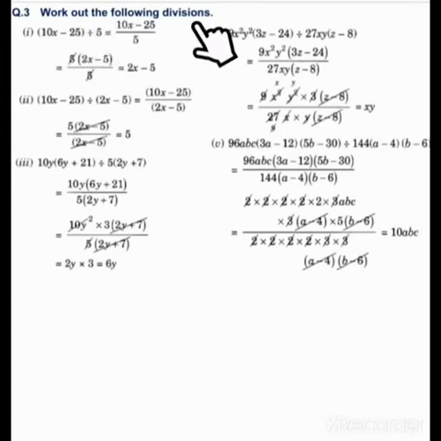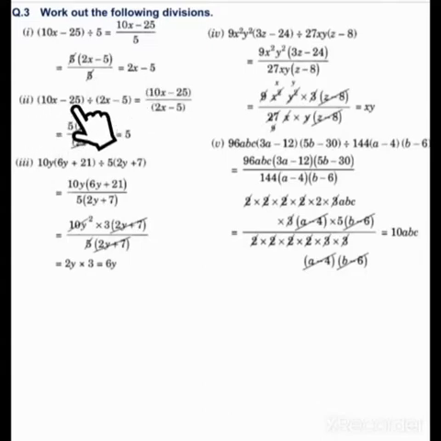Work out the following division. Now here first, same as question number 2, 10x minus 25 divided by 5. So you have to take 5 coefficient common. 5 2s are 10 and 5 5s are 25. So directly you have to cut 5 and 5. Answer is 2x minus 5.